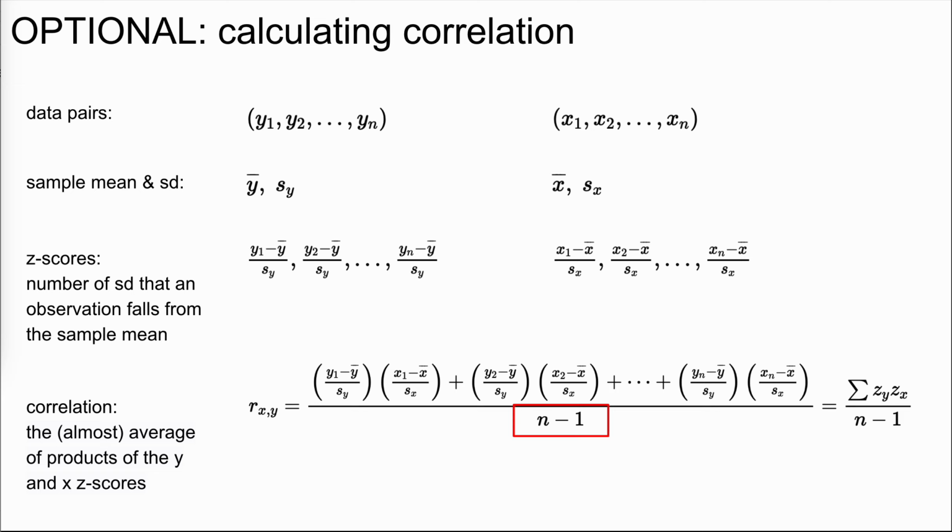We then divide the sum of z-score products by sample size n minus 1. That is, again, correlation is almost, but not quite, the average z-score product. Dividing by n, not n minus 1, would make it an actual average. Finally, the final piece of the equation expresses this calculation in shorthand notation. The correlation r is obtained by summing up the product of z-scores for the y and x variables, then dividing by sample size n minus 1. And that's how it's done.